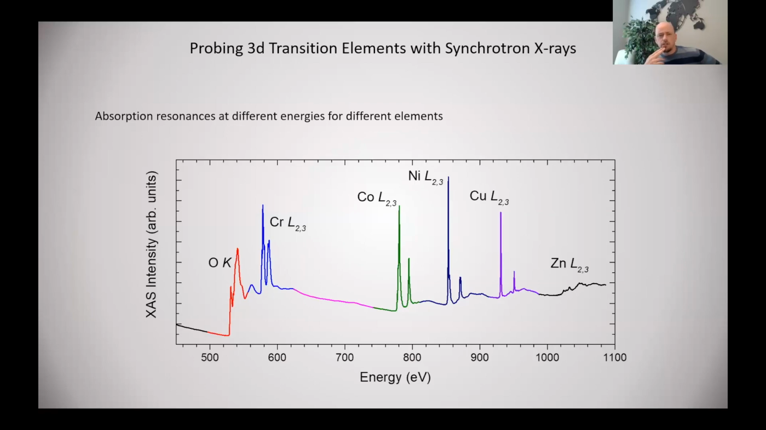But I'll show here just an X-ray absorption plot scanning a wide energy range for a material that contains a lot of these different elements. And you see an absorption resonance just below 600 electron volts for chromium, one just below 800 electron volts for cobalt, one around 850 for nickel, and then copper, and then ultimately zinc.